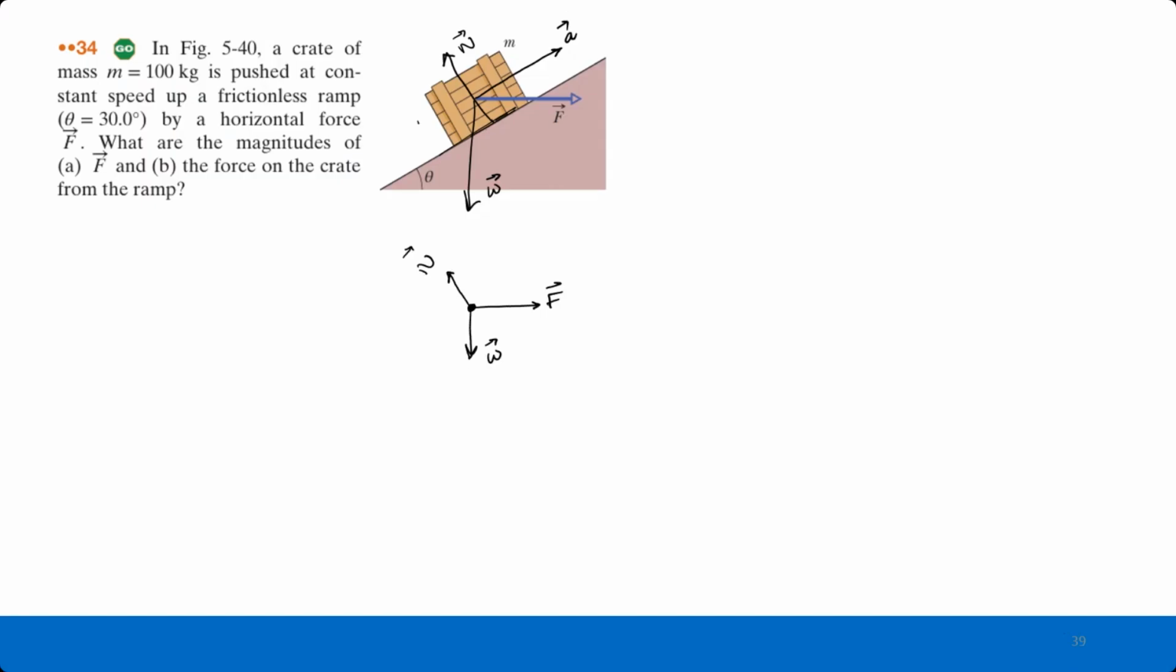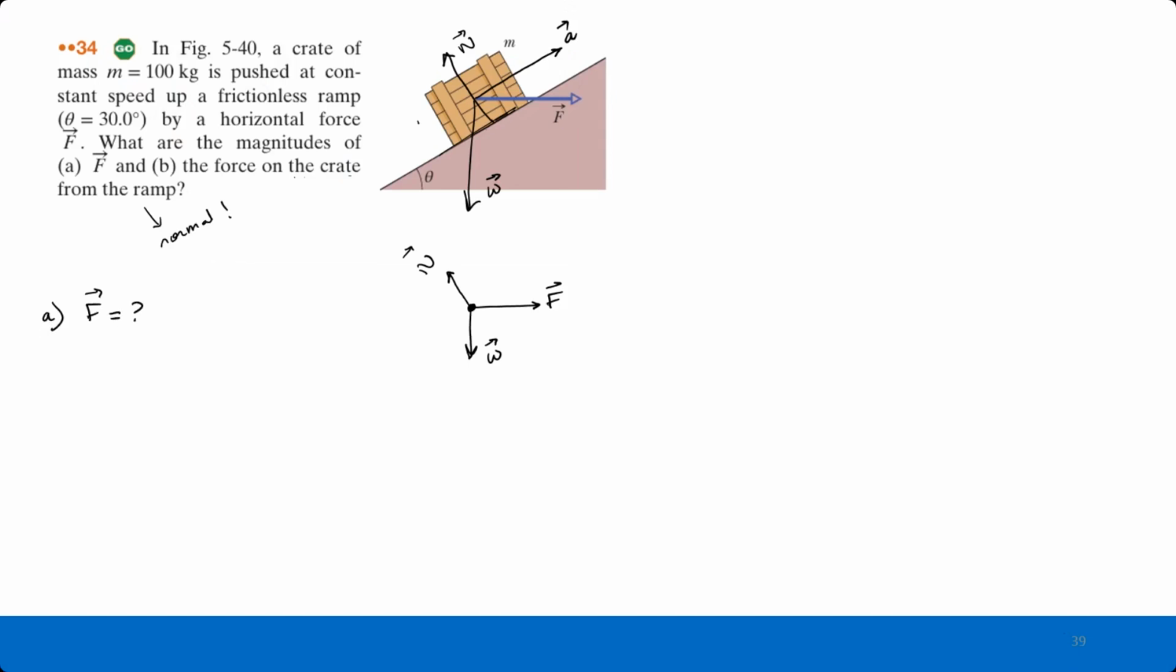So what is the question? Find the magnitude of F and the force on the crate from the ramp. The force on the box exerted by the surface is none other than the normal force. We want to find the normal. Let's start with part A. We want to find the applied force.